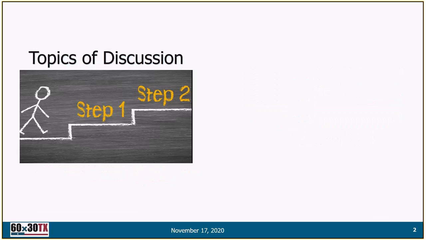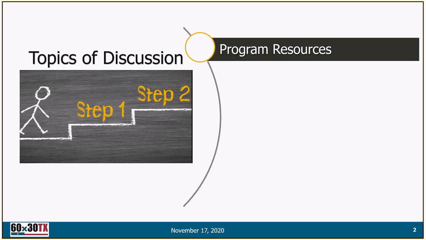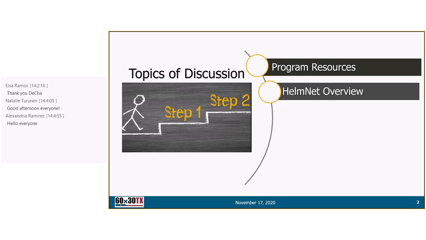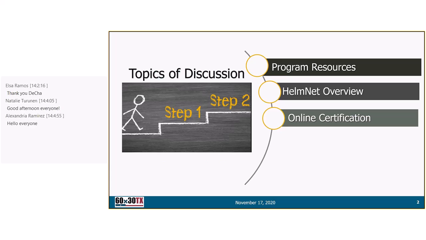So our topics of discussion, we are going to be talking about the program resources related to TASSP and CAL so that you can get more familiar on how to find information and a little bit more about the programs. After that, we're going to do a HelmNet overview, and that way you can find out not only how to get access, but how to navigate. Then we're going to be talking about online certification for each of the two programs, because while they are similar in some ways, they also have some differences that you'll want to be aware of.